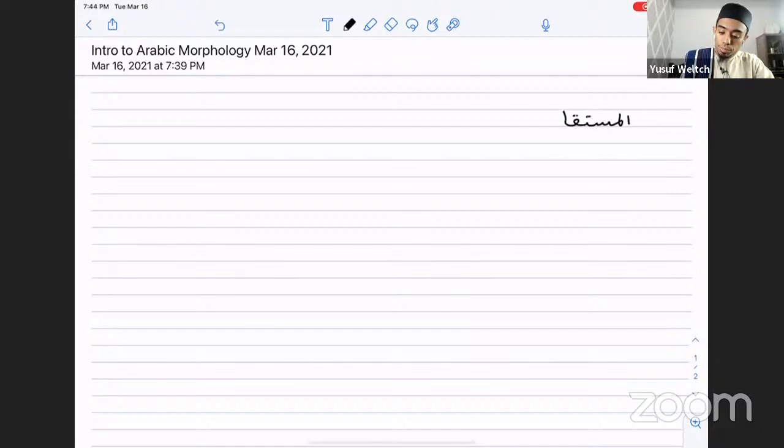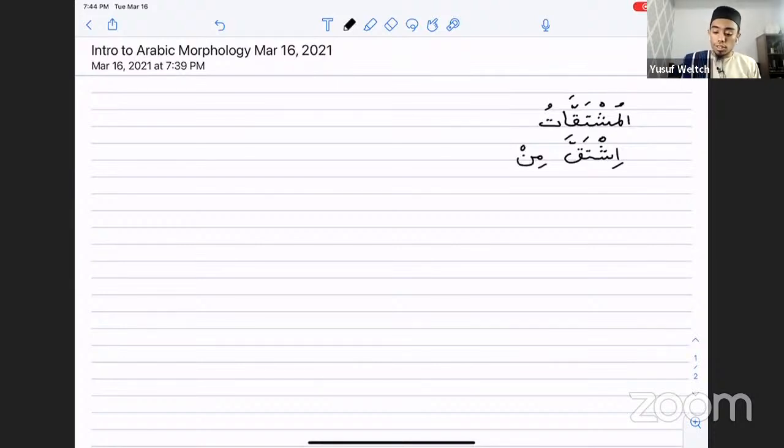Just to reiterate, the derivative nouns are called the al-mushtaqat. Okay, so the mushtaqat, they are mushtaqqa min al-af'al, right? That which is broken off from the af'al. So this comes from the word ishtaqqa, which is form 8. So ishtaqqa means to break off from something, right?